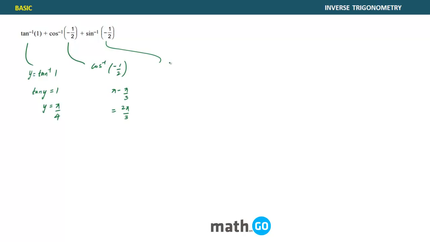Sin inverse negative will return you which particular angle? Fourth quadrant angle. This is again something you need to remember. And just think of when sine becomes 1 by 2: sine becomes 1 by 2 at, yes, pi by 6. You want a fourth quadrant angle, so this will return you minus pi by 6. So the answer to this particular problem is nothing but pi by 4 plus 2 pi by 3 minus pi by 6. This is how you are going to answer this particular problem.